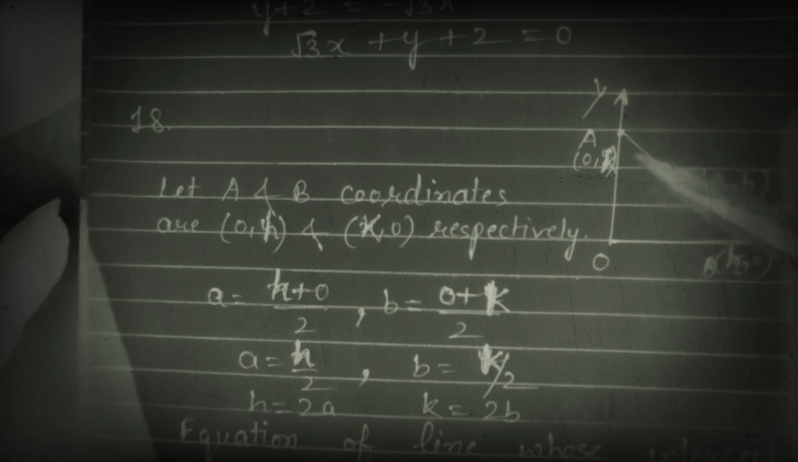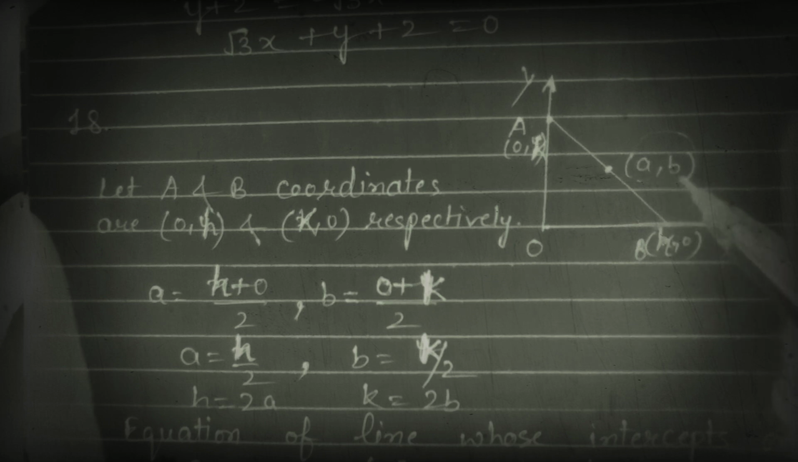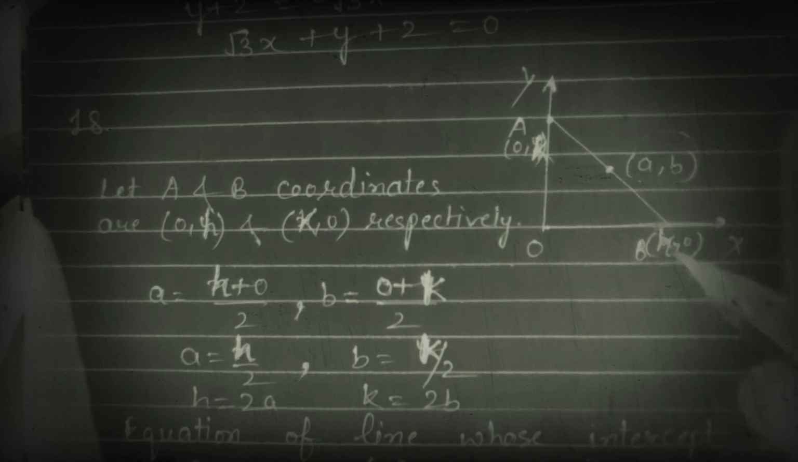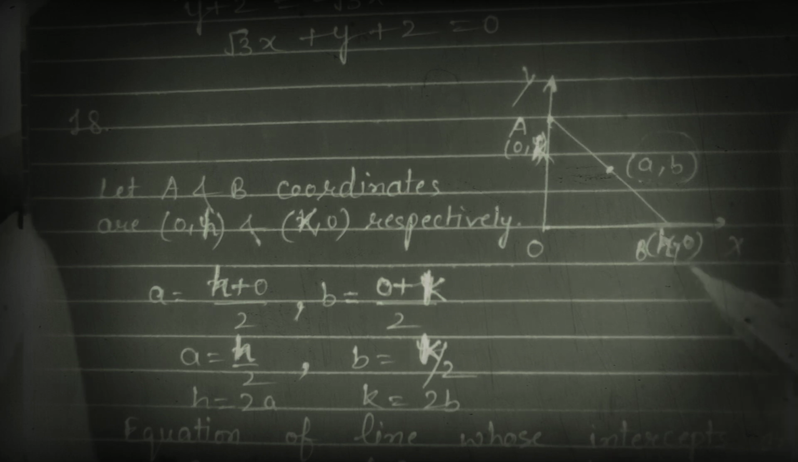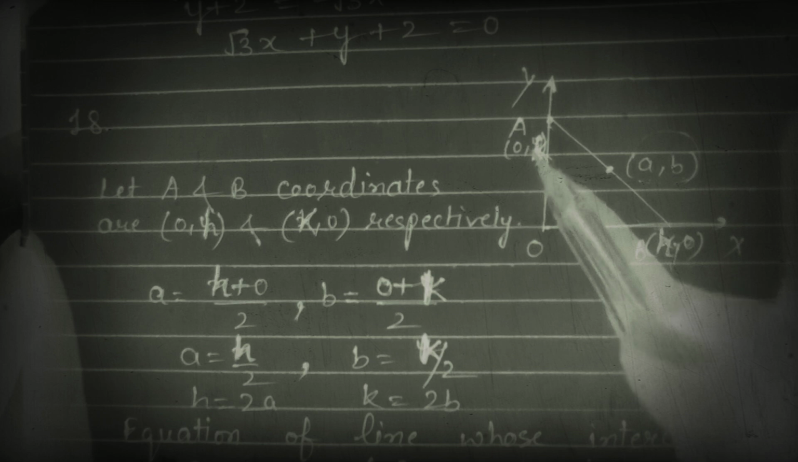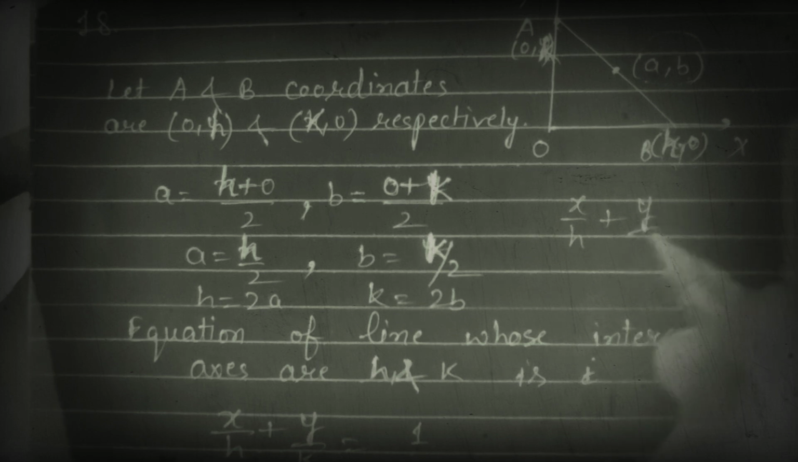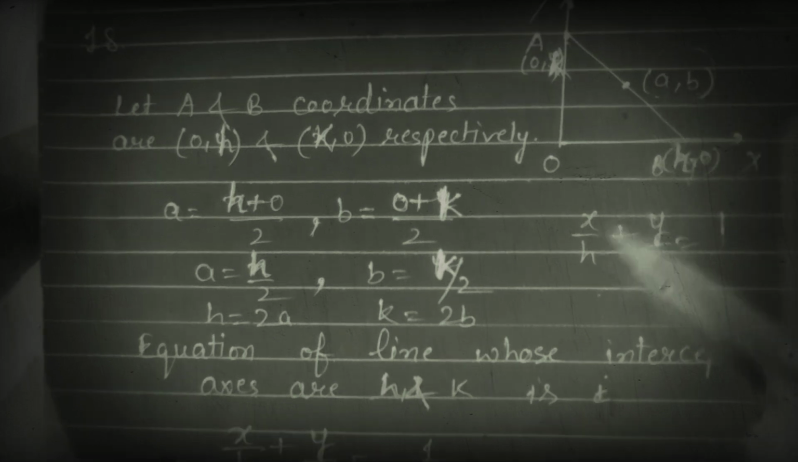In this question, there is a line segment between the axes, and its midpoint is (a, b). We have to find the equation of the line. Suppose this point is (0, k) and this one is (h, 0). Suppose this line has intercepts h and k on the x-axis and y-axis. Then the equation of the line will be x upon h plus y upon k is equal to 1. But we have to make the equation in terms of a and b, and show that it is x upon a plus y upon b is equal to 2.